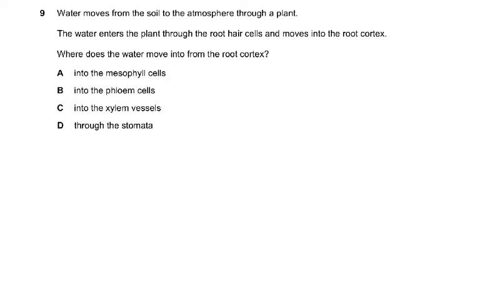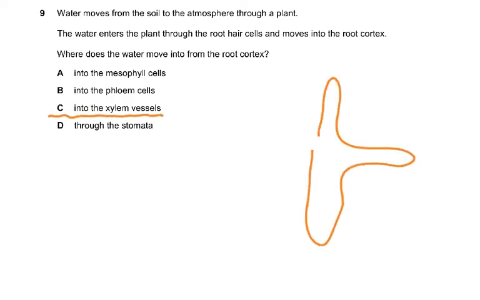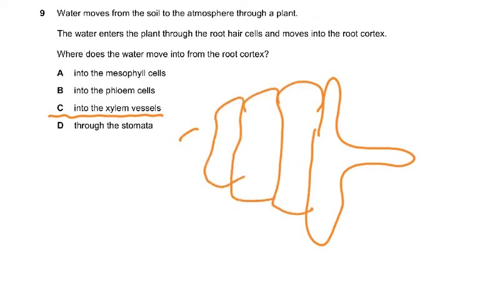Question number 9. Water moves from the soil to the atmosphere through a plant. The water enters the plant through the root hair cells and moves into the root cortex. Where is it going to move into from the root cortex? It's going to move into the xylem vessels. You see, this is the root hair, and then you have the cortex cells, and then finally you have the xylem. So water goes into the root hair cell, then from cell to cell through the cortex, and then finally it's going to reach the xylem.